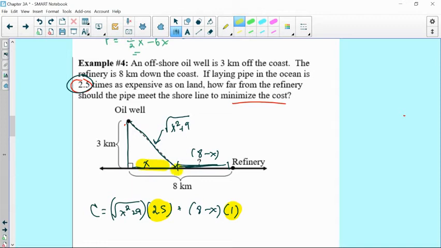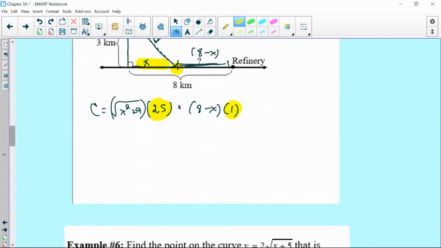If you wanted to multiply that out, there's not a whole lot you could do to simplify, but you could say your cost is equal to 2.5 times the square root of x squared plus 9, plus 8 minus x. Whatever that cost looks like, let's take its derivative and hope that there's a minimum value. And if there is, it would be where the derivative is equal to 0.